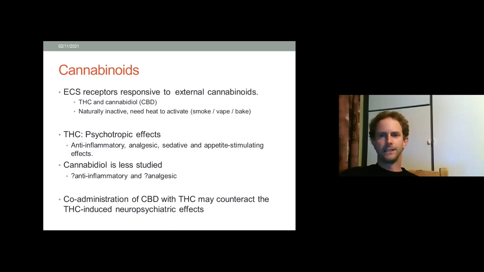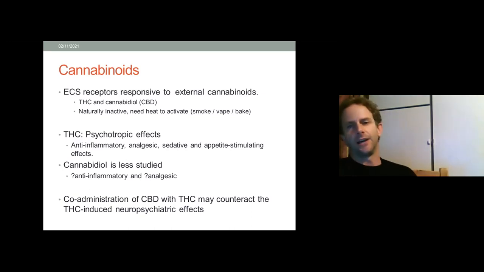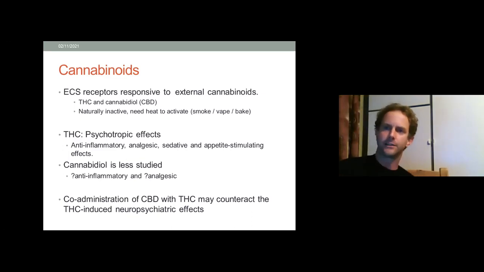THC has been reasonably well investigated. It's anti-inflammatory, analgesic, sedative, and they've mapped it out quite well. People haven't looked at CBD quite so much, and it's thought to be an anti-inflammatory and possibly an analgesic, although the evidence isn't quite there. THC is the one that tends to give you your neuropsychiatric effects, so people are trying to prescribe CBD with THC to prevent those side effects.